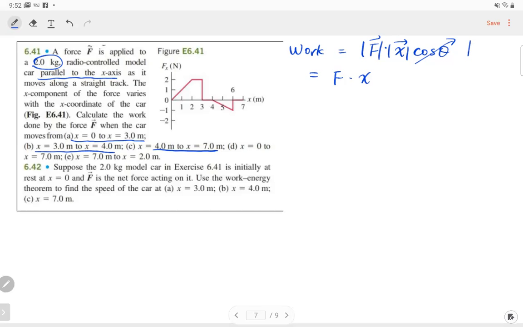We have to do the integration, right? So suppose the car moves a small displacement, dx. Suppose the force is constant within this displacement. So the total work will be equal to the constant force multiplied by a small displacement, then we sum them, we do the integration. So this is the work done by the force. If the force is not constant, we are going to do the integration.